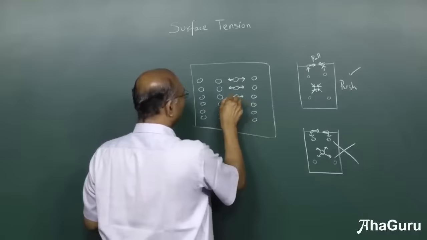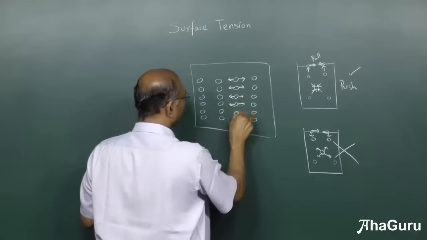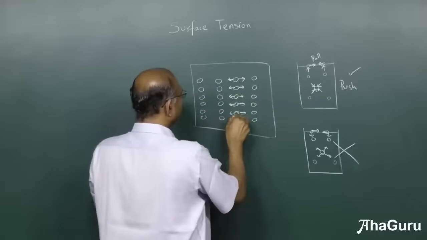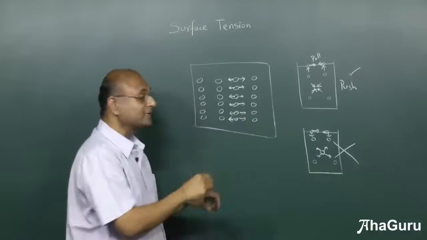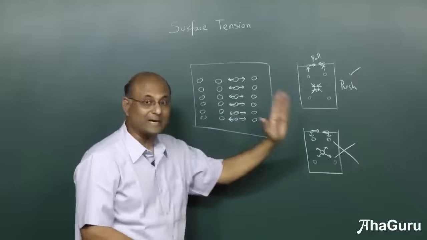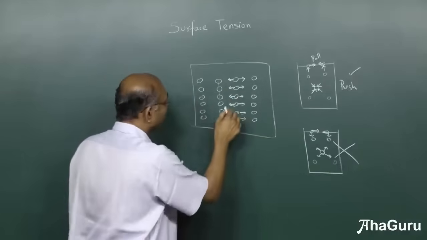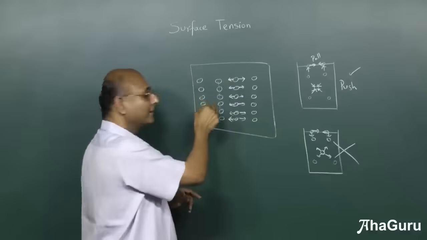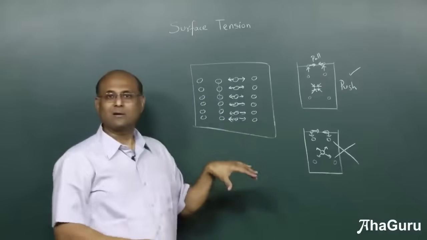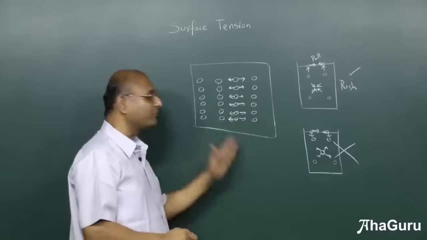So if I look at this row of molecules, it is getting pulled this way and getting pulled that way. Similarly, this row of molecules will get pulled this way and this way. Right? So overall, what is the net force on that row of molecules?